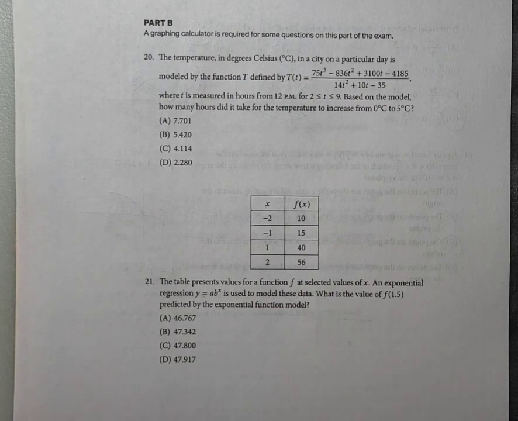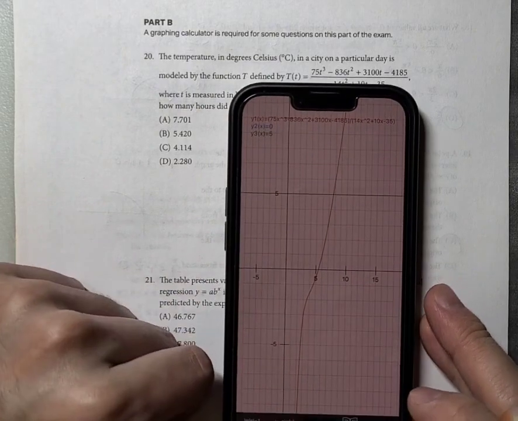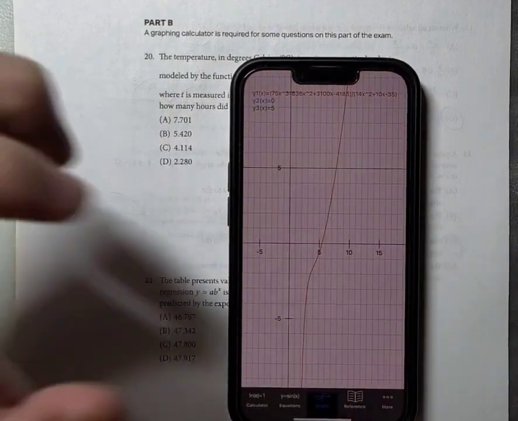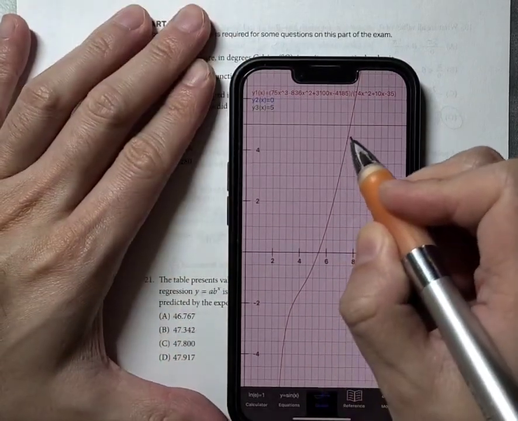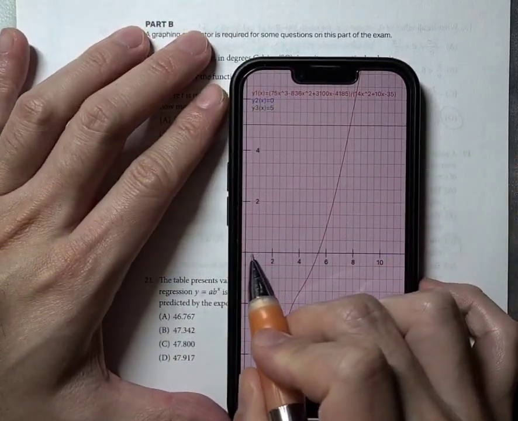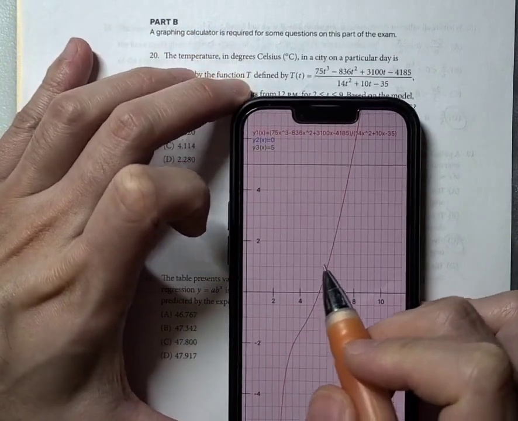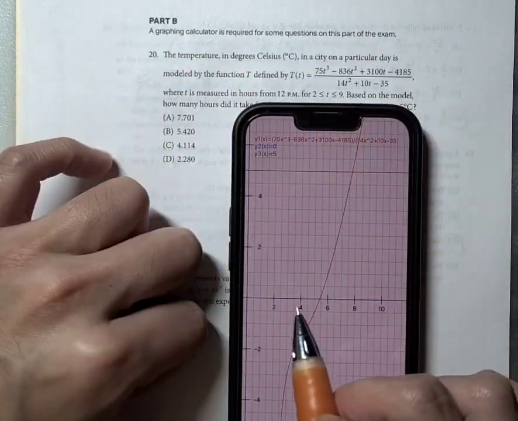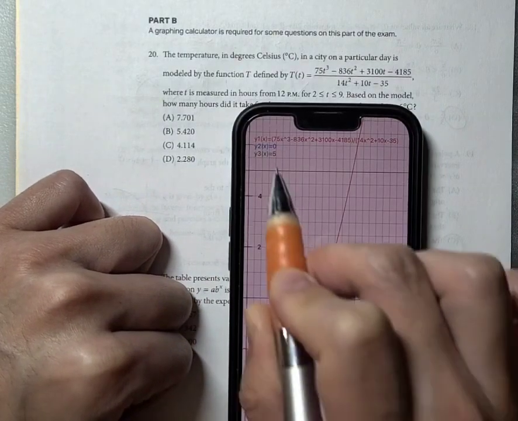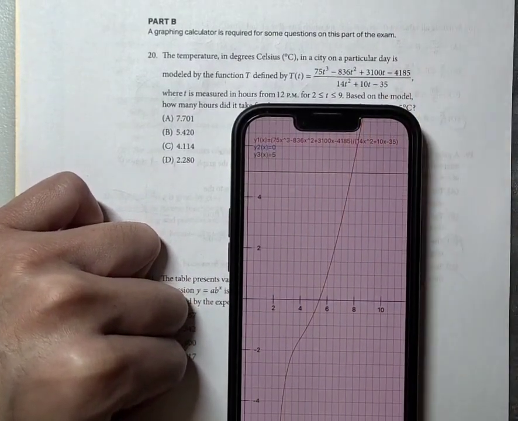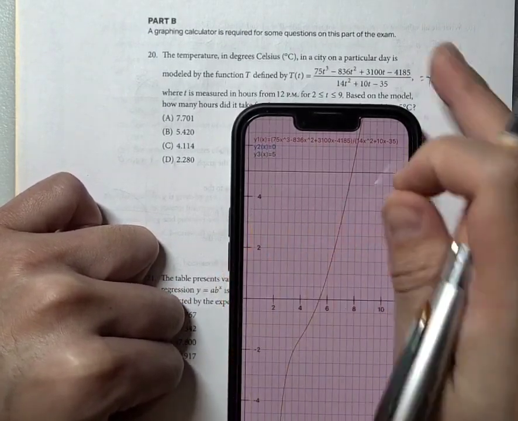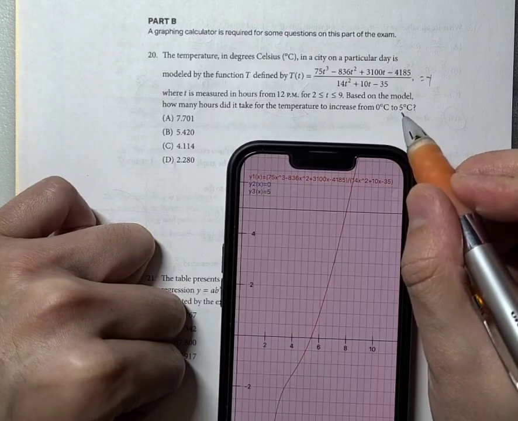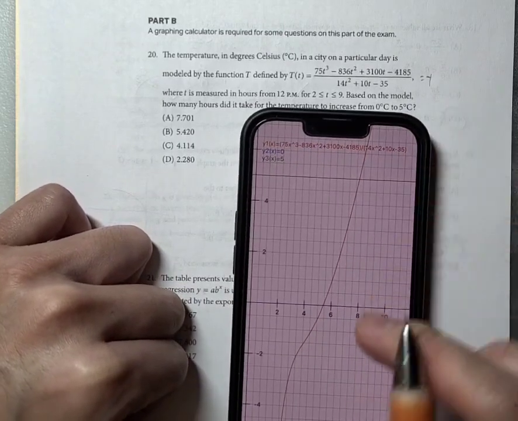Okay, so let me do that real quick. Okay, so it looks something like this. Hopefully you can see on camera. So this is our function T. We want to see where it crosses T, capital T, is 0, or y is 0 in this case, and y is 5, because that's where we want the values of the temperature to be, okay? So we're just going to find the points of intersection.